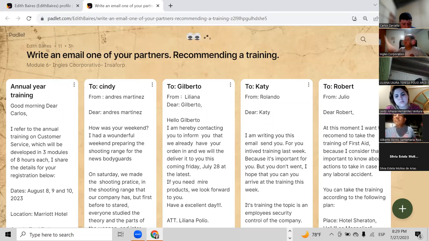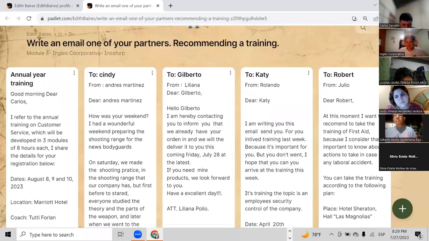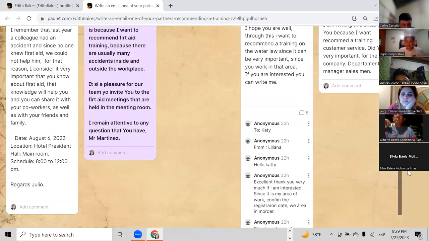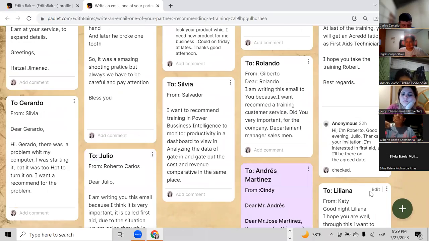Okay, remember to reply to the emails that you have received. I can see there are a lot of emails there, so you can reply to the one that has been sent to you. Let me see. I'm coming, just finish writing. Okay, to Robert from Julio. That is the first one. It was very good. All the information has been added there. Remember, you can edit your email if you are missing information, okay?